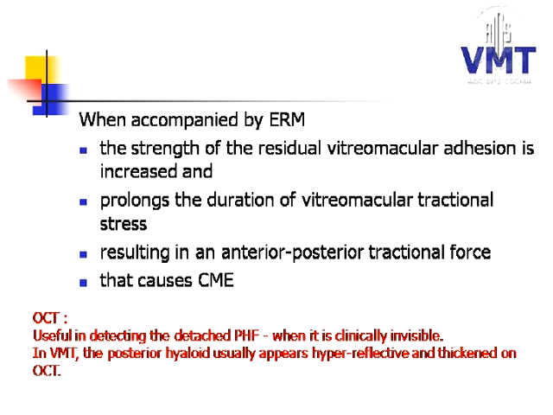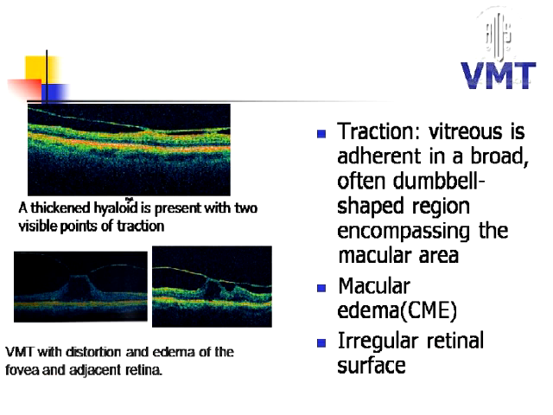And as I said, the stimulus is there for other cells to misbehave and react. Once these residual cells start misbehaving, anterior-posterior tractional force is added onto it and complicates, and this causes CME. This is the VMT I was talking about. Vitreous is adherent in a broad, often dumbbell-shaped region encompassing this macular area and resulting in CME.